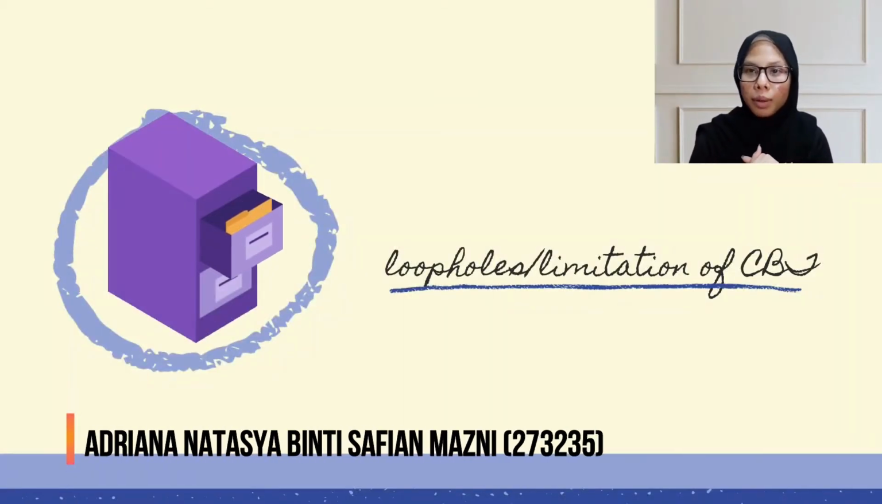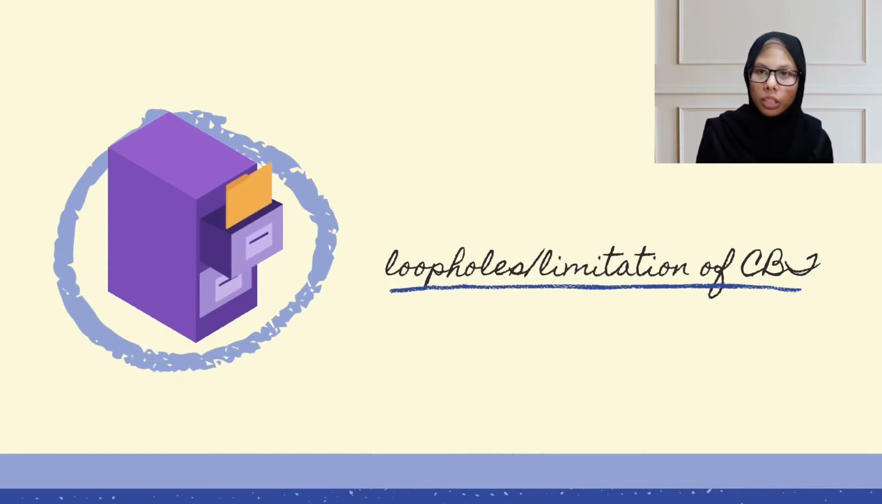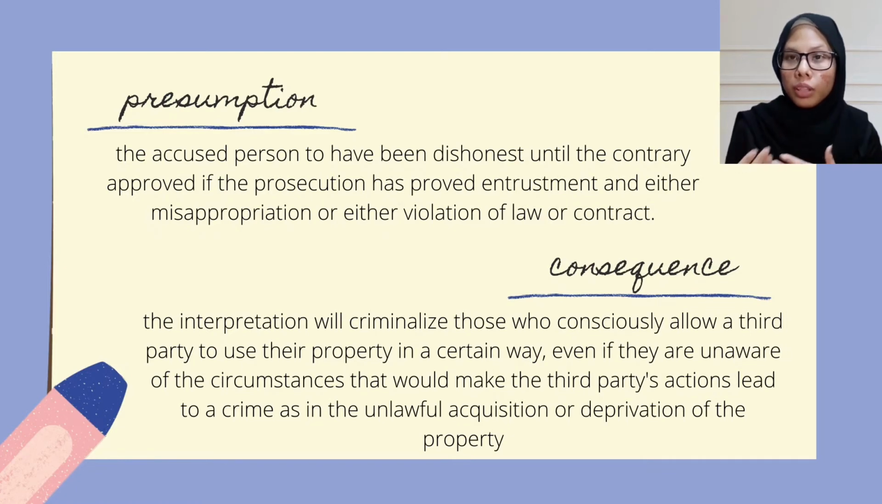So now I'll be presenting the loopholes or limitations of criminal breach of trust. Criminal breach of trust by willfully suffering is where the accused person permitted a third party to act dishonestly over the property the accused person was entrusted with. Even though the third party is not free from liability, he can be charged with abetment. There is an issue and question that arises regarding this element, because it is important to note that there is a presumption that the accused person is dishonest until the contrary is proven.